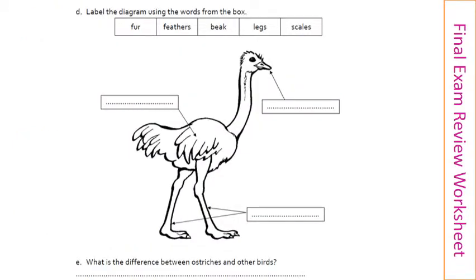Label the diagram using the words from the box. Fur? No. This is a bird. It has no fur. Feathers. Beak. This is its beak. And it has 2 legs. Scales? No. The ostrich has no scales. What is the difference between ostriches and other birds? Ostriches don't fly. Okay?